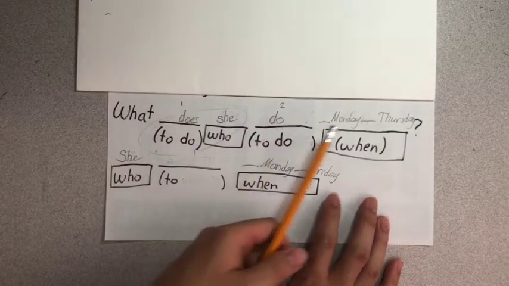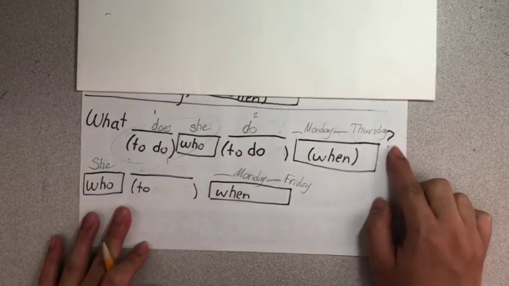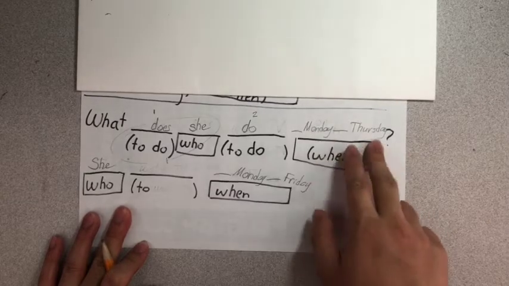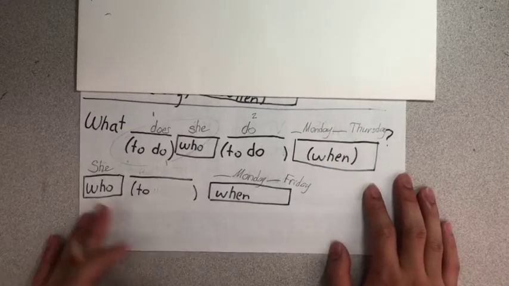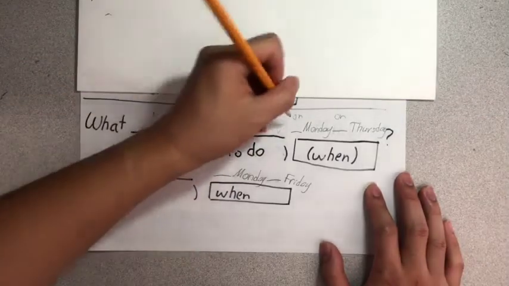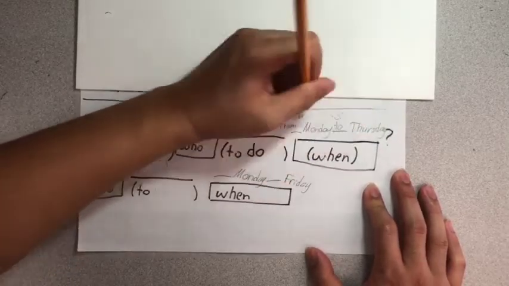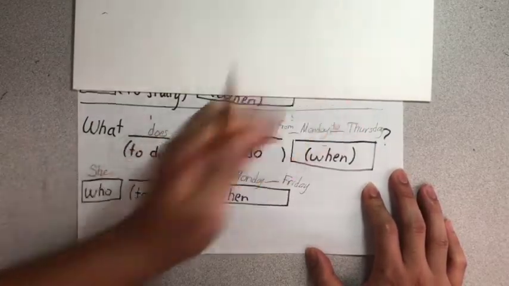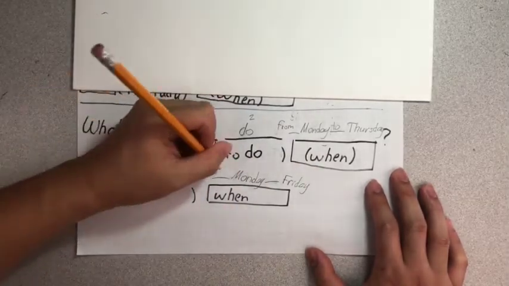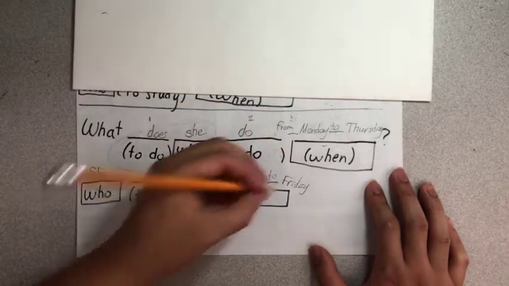What does she do Monday, Thursday? Monday, Thursday. We have 2 days. This is a day and this is a day. Because they are both days, we don't use on and on. We use from. From Monday to Thursday. What does she do from Monday to Thursday? So here we can write from to. From Monday to Thursday.